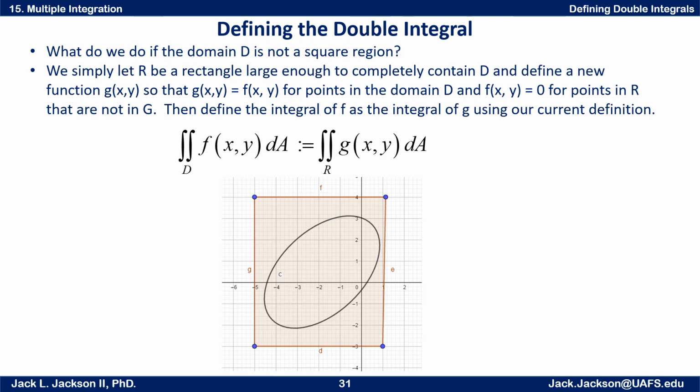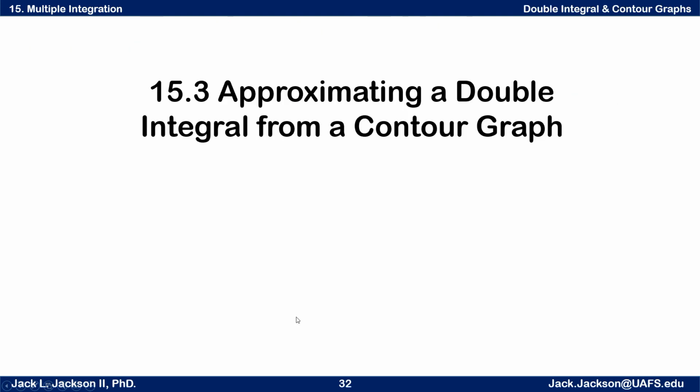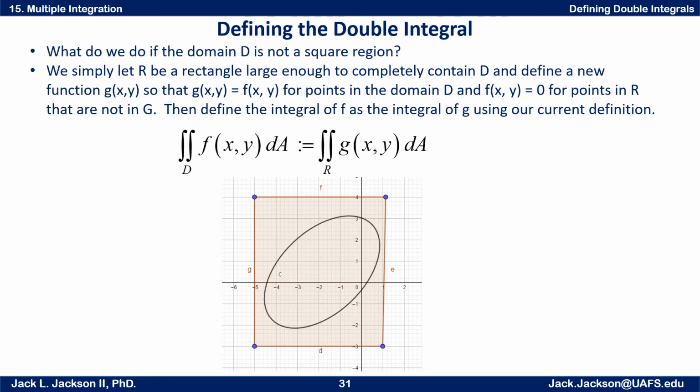Now what if the region is not a rectangular region? Okay, what do we do then? So suppose the region is, say, the interior of this ellipse. Well, what we do is we just draw some rectangle, any rectangle really, that includes completely the domain here, and we define a new function, g(x,y), that g(x,y) equals f(x,y) for any points within this domain inside the ellipse or on the ellipse. But if it's outside that, but inside this rectangle, g(x,y) is 0.